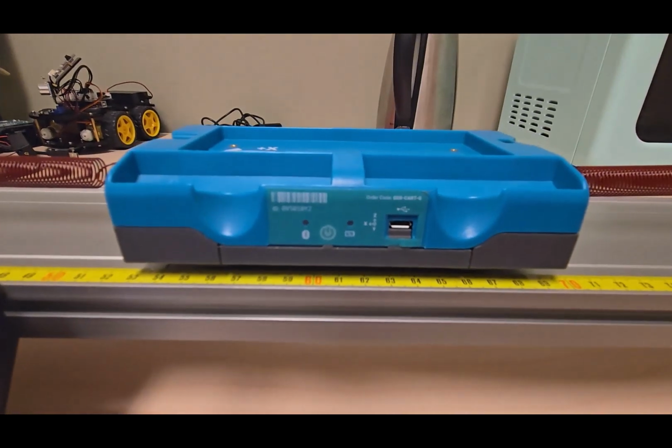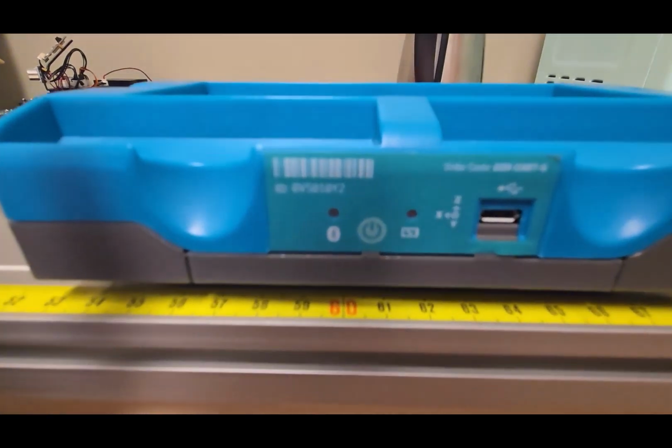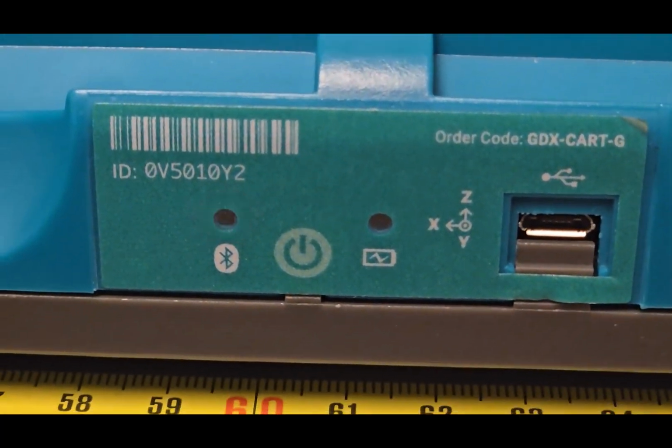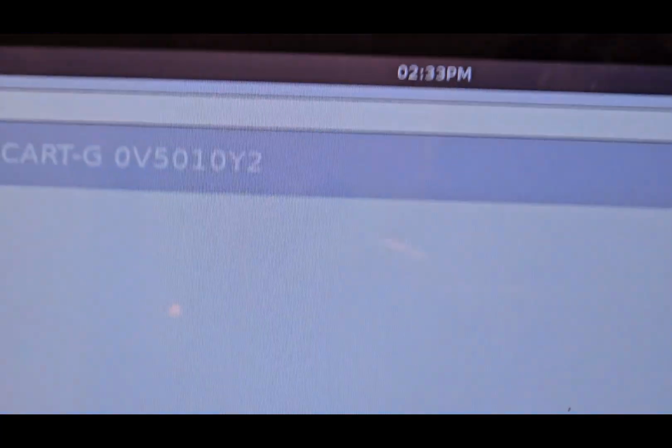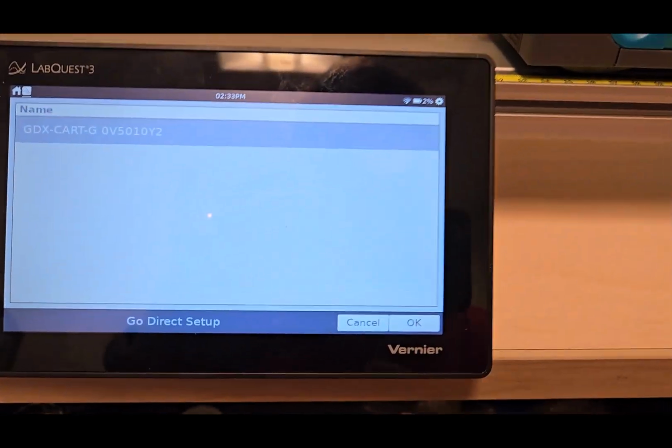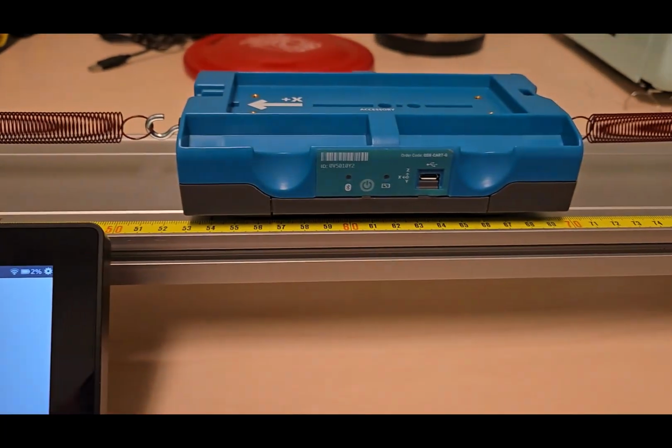You want to double check, obviously, with this number here. Let's see if I can focus in on it. Make sure that those numbers match. Yeah, here we go. Make sure that number matches that number here. Sorry for the quick zoom in. So let's go ahead and press OK. We're going to connect.